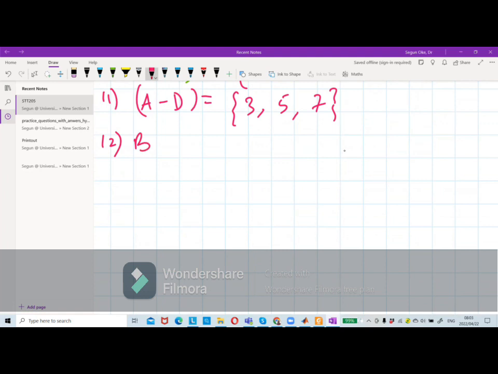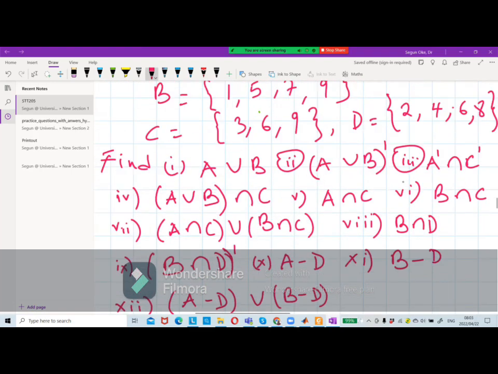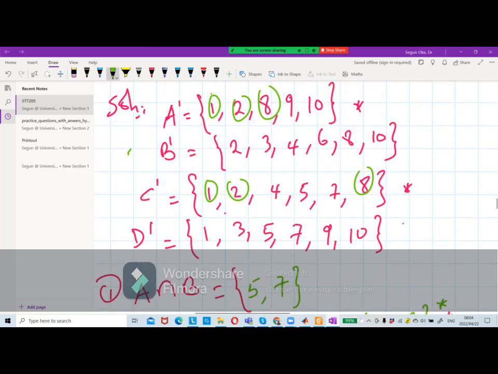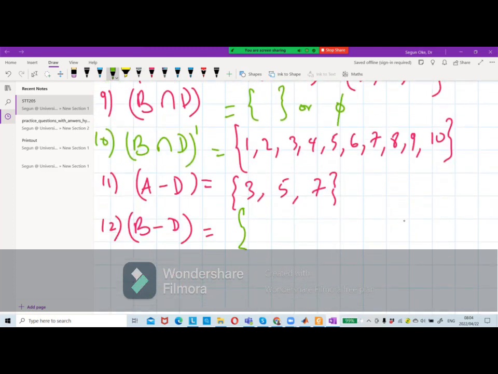So then we'll do B minus D, that is element in B that is not in D. 1 is in B and not in D. 5 is in B but not in D. 7 is in B but not in D. 9 is in B but not in D. So we repeat the same thing. So it's going to be 1, 3, 5, 7, 9.